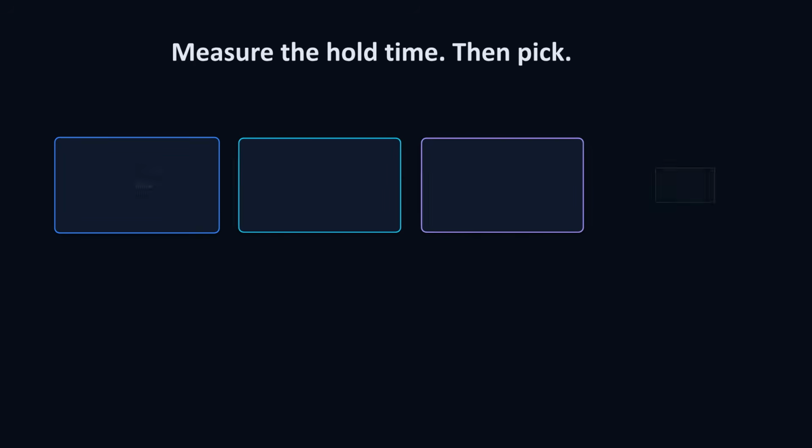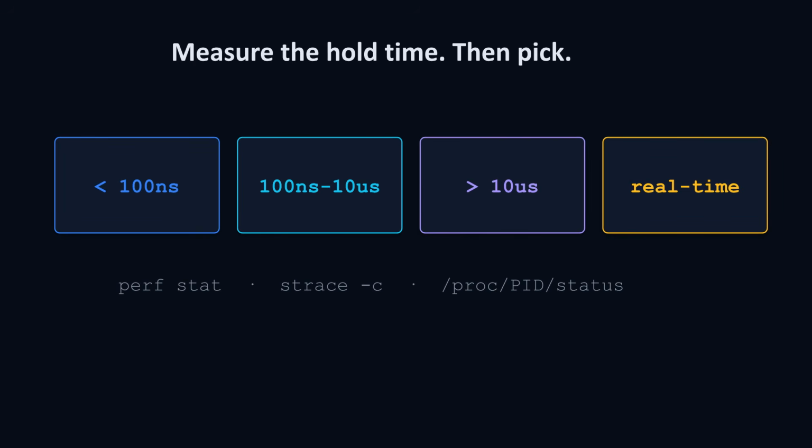So the real answer isn't always spin, and it isn't always sleep. It's measure your critical section, count your threads, and pick the primitive that wastes the least time. perf stat, strace, and /proc status tell you exactly which one you're paying for right now.